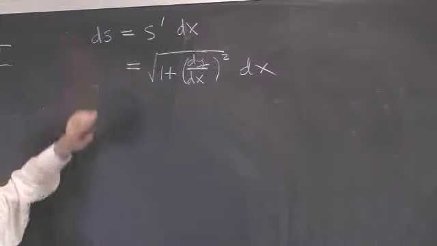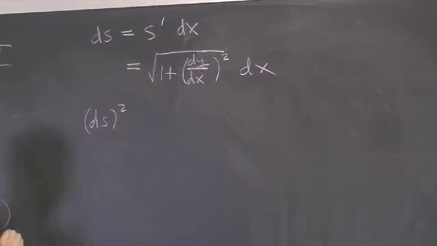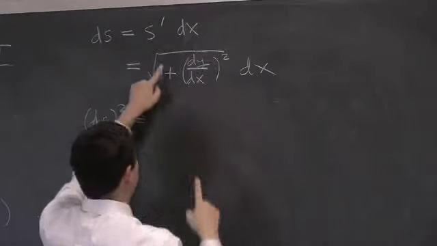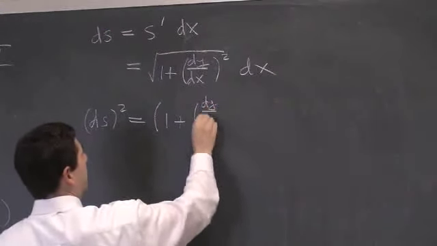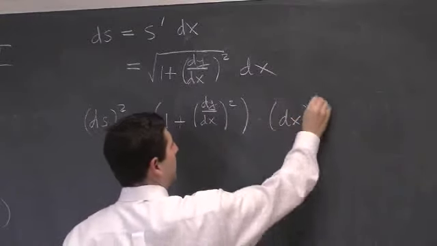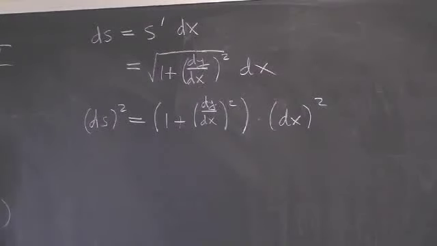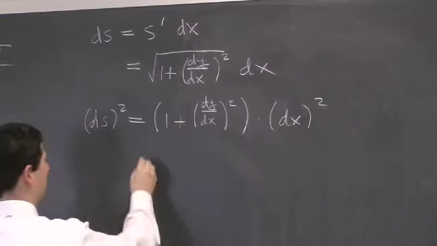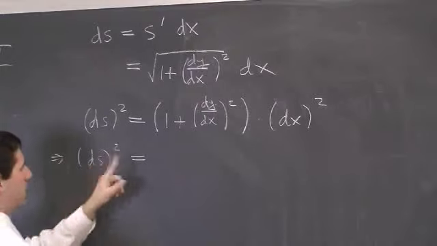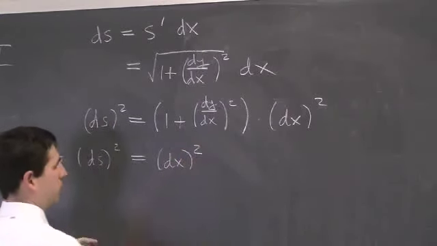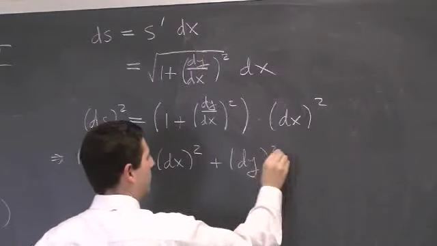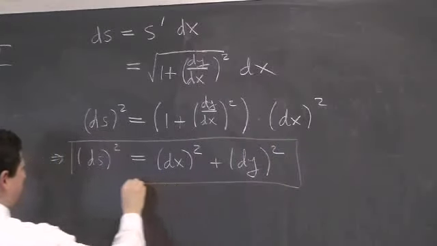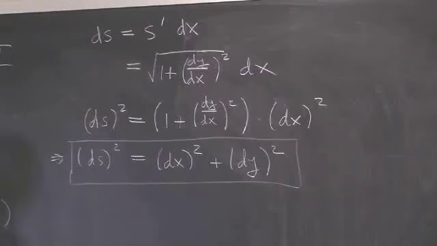Okay. Now let me square both sides. So I get ds squared equals this side squared. When I square this, I just have to square them individually and multiply, and the square root just goes away. So I get 1 plus dy over dx squared, times dx squared. Now I multiply this dx squared in, and what do I get? ds squared equals dx squared times 1, which is dx squared, and dx squared times dy over dx squared, which is dy squared. And so you end up with this extremely elegant little formula, which looks a lot like what? Pythagorean theorem.